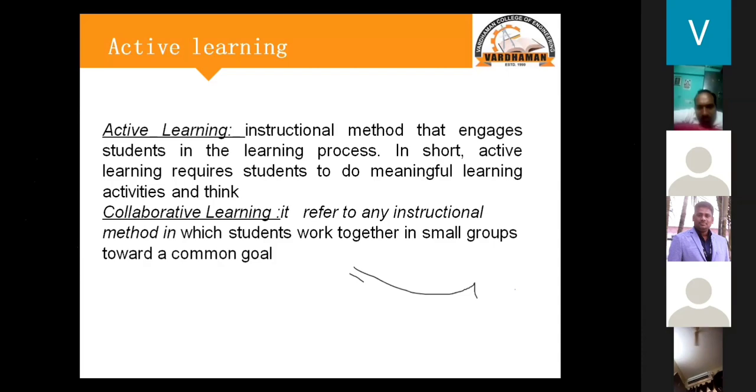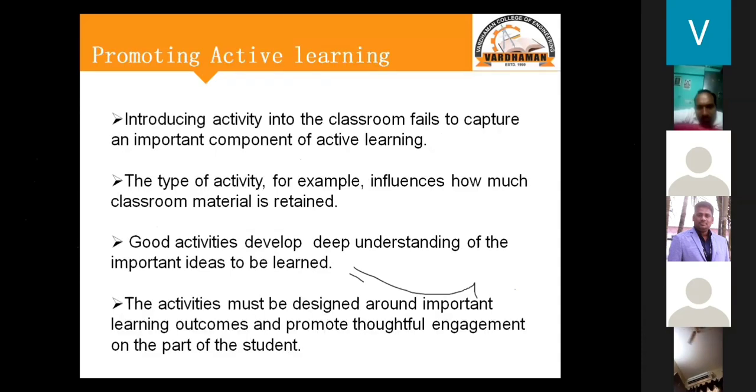So again, this slide speaks about what I spoke before. Good activities will always develop a deep understanding of the important ideas to be learned. An activity should always capture the complete theory which we are supposed to deliver. And an activity helps us in engaging the student throughout the session.